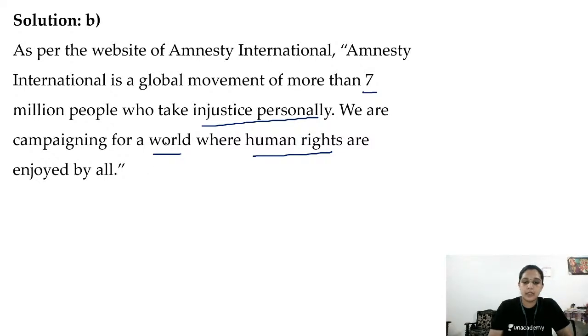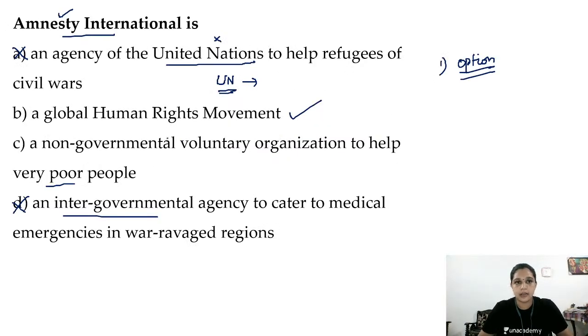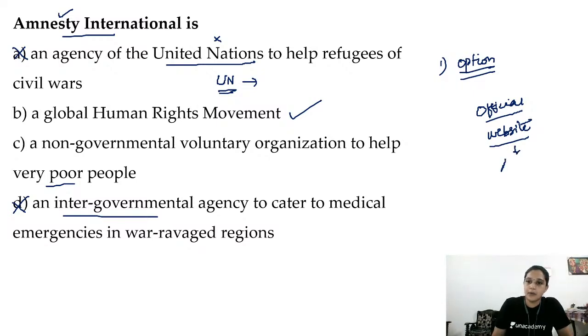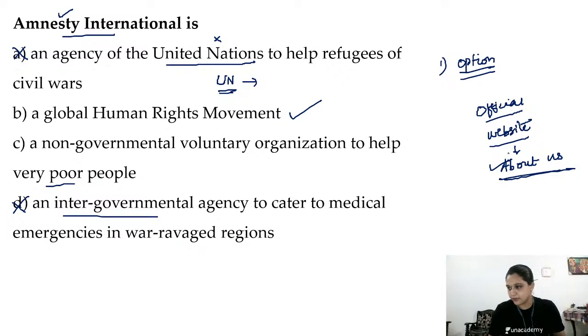Every time I tell you people, the best method to study an international organization you see in current affairs, any organization, be it intergovernmental, non-governmental, non-profit, or private, is to go to their official website. In their official website you will have a column called About Us. Read that About Us. It's very important what that organization says about itself. Clear? Yes. So here they are a global human rights movement.